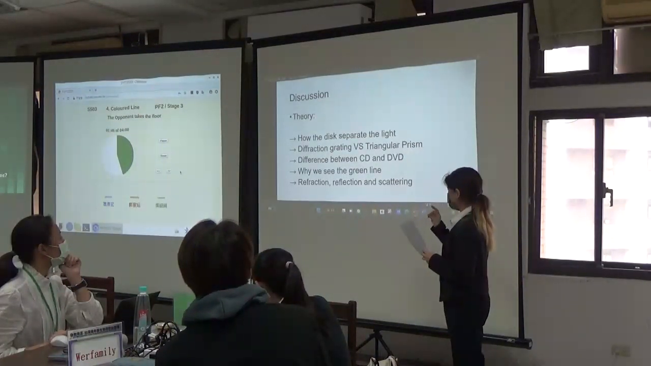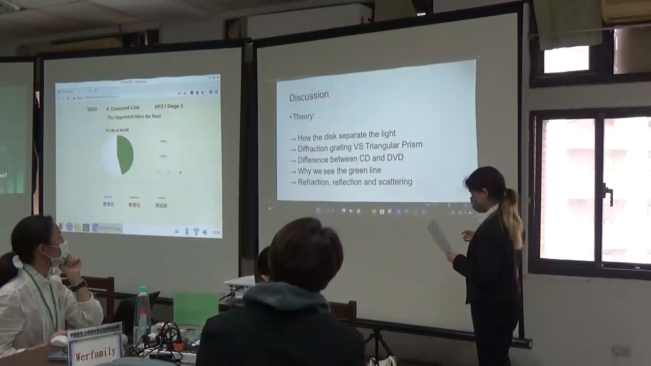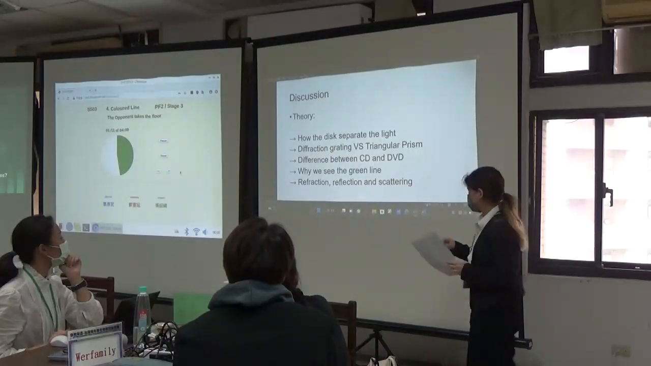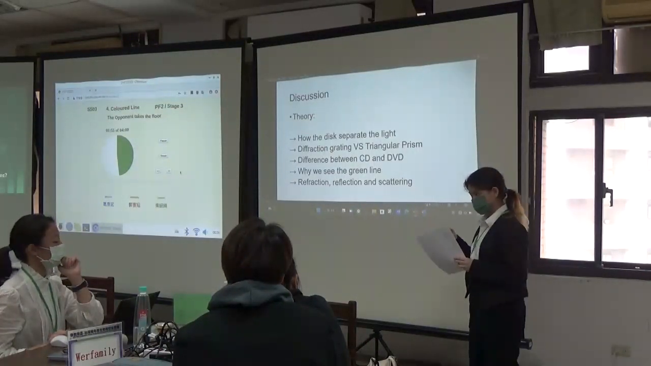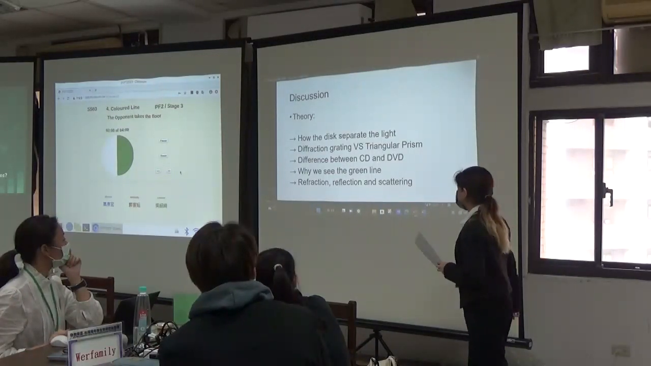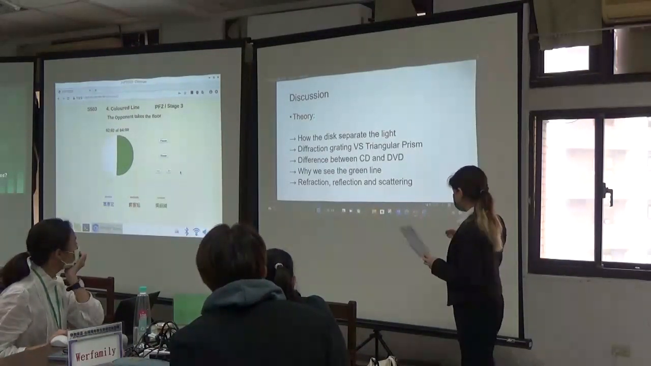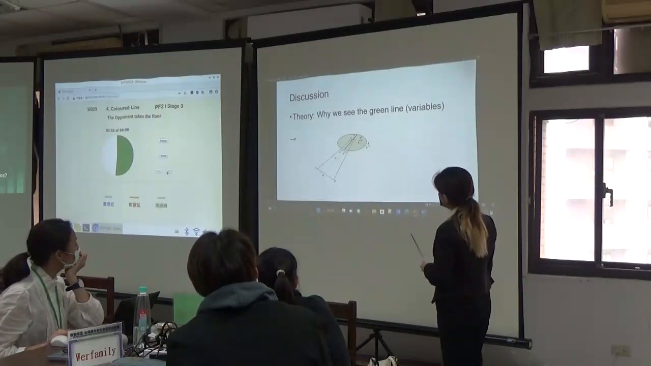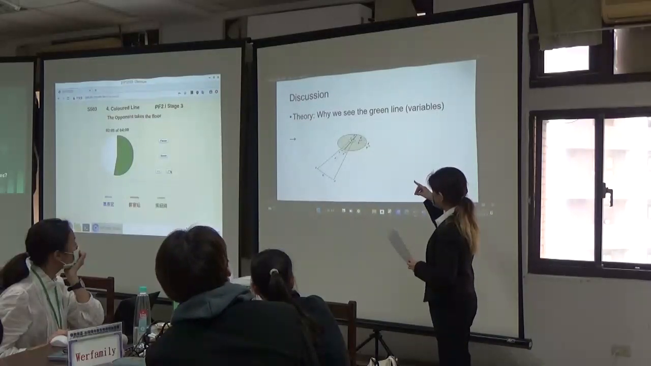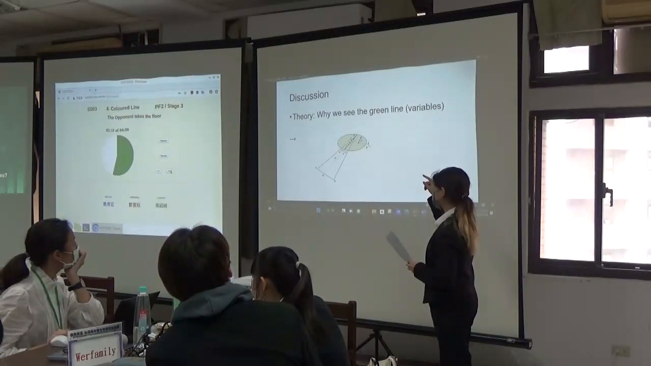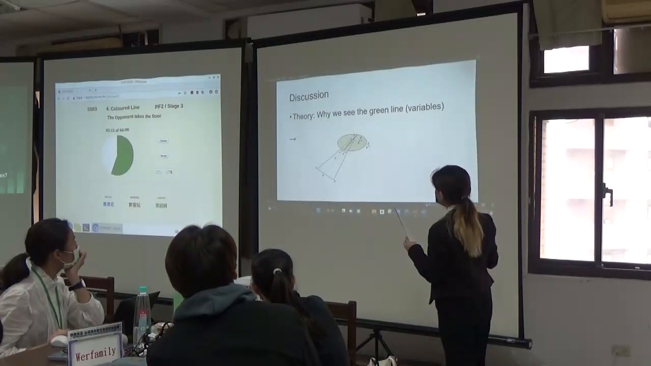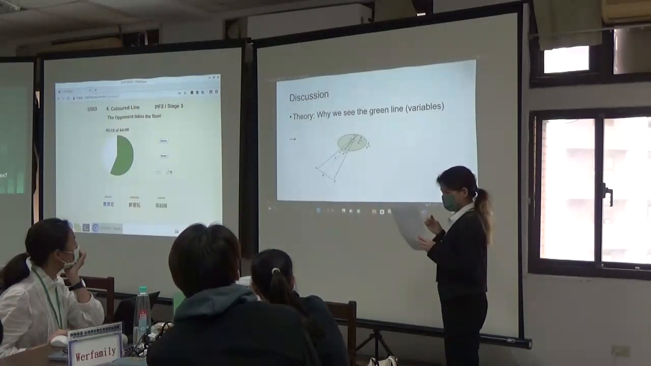Refraction, reflection and scattering are three phenomena of light. They may influence the experiment, so I want to discuss them later. And how is the green light formed? There are variables like the distance, the line CP and the line CH, and the angles that may influence the experiment, and they explain it clearly.